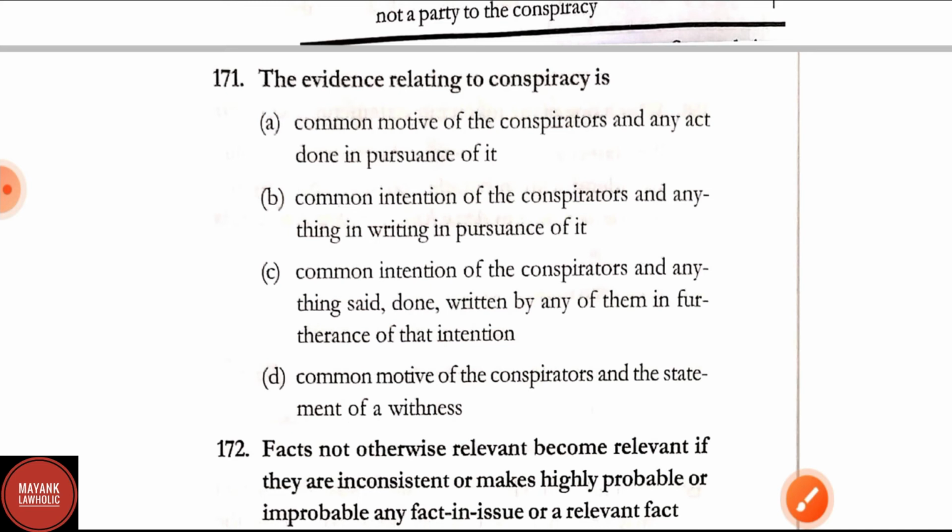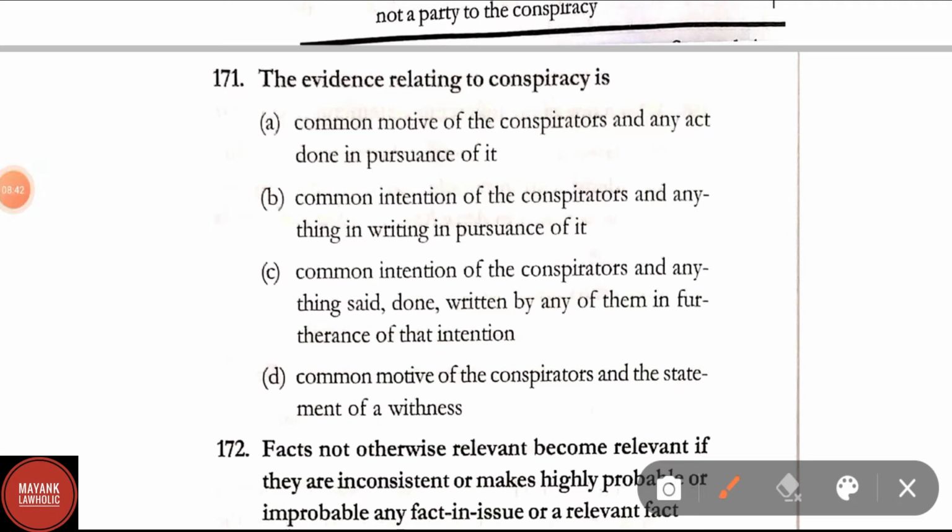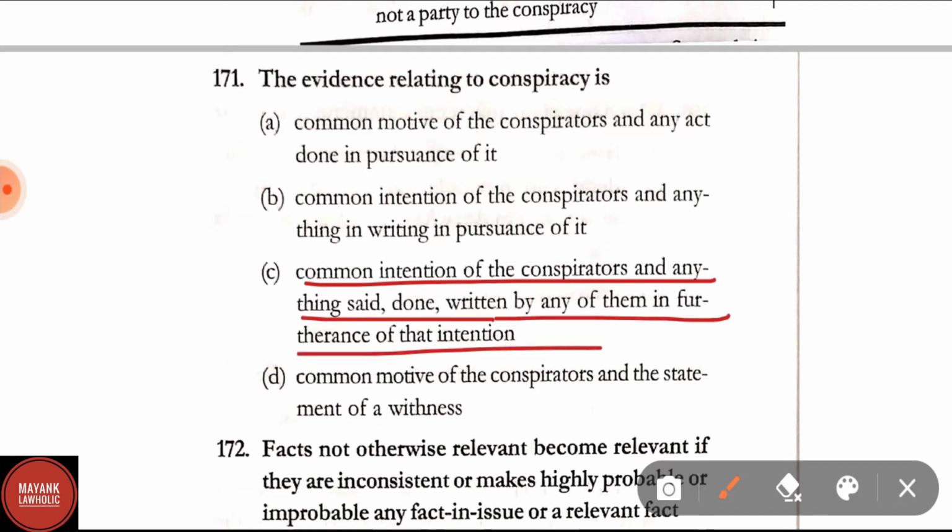Question number 171. The evidence relating to conspiracy is: option A, common motive of the conspirators and any act done in pursuance of it. Option B, common intention of the conspiracy and anything written in pursuance of it. Option C, common intention of the conspirators and anything said, done, written by any of them in furtherance of that intention. Here option C is the correct answer.